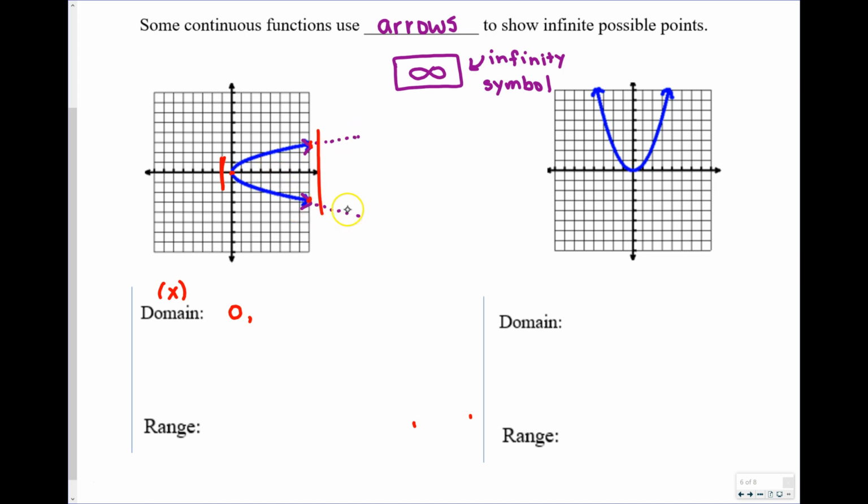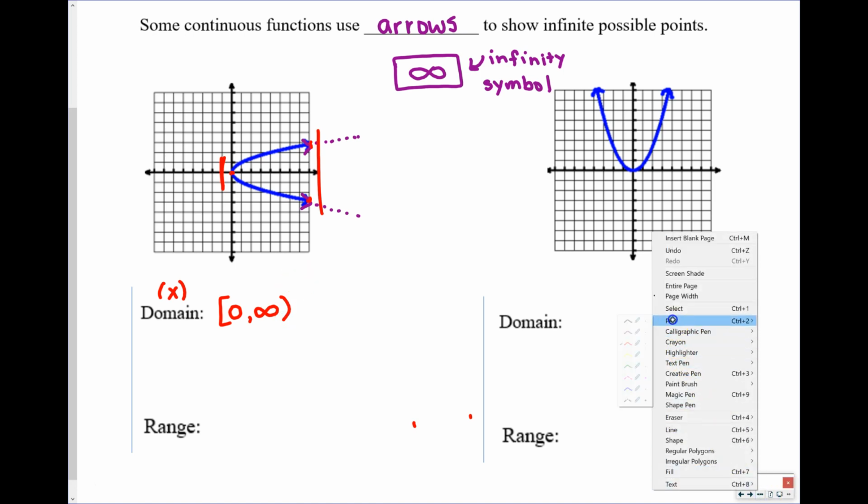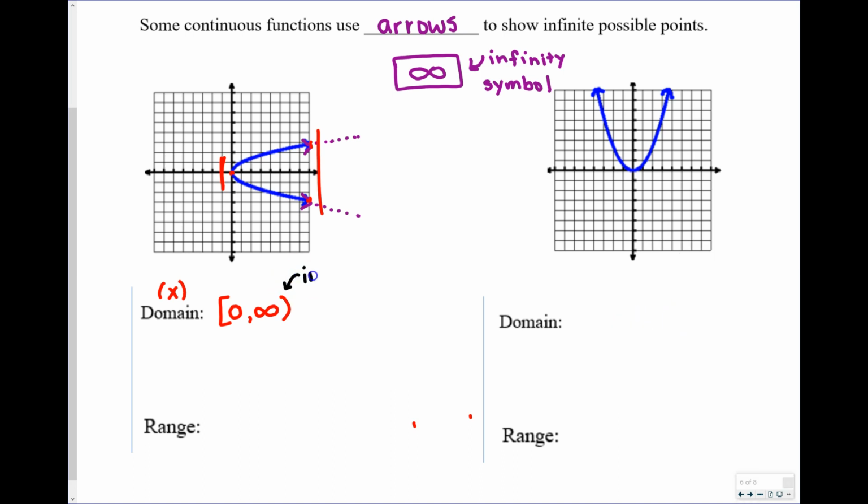So to show this, that it goes on forever and ever, we're going to say that this graph starts at 0 and goes to infinity. That's our domain. So 0 has a solid bracket because it's a solid point, but infinity doesn't stop at a point. It keeps going. So infinity always uses a parentheses. Okay, so that's our domain. It goes from 0 and it goes on forever and ever and ever to the right.